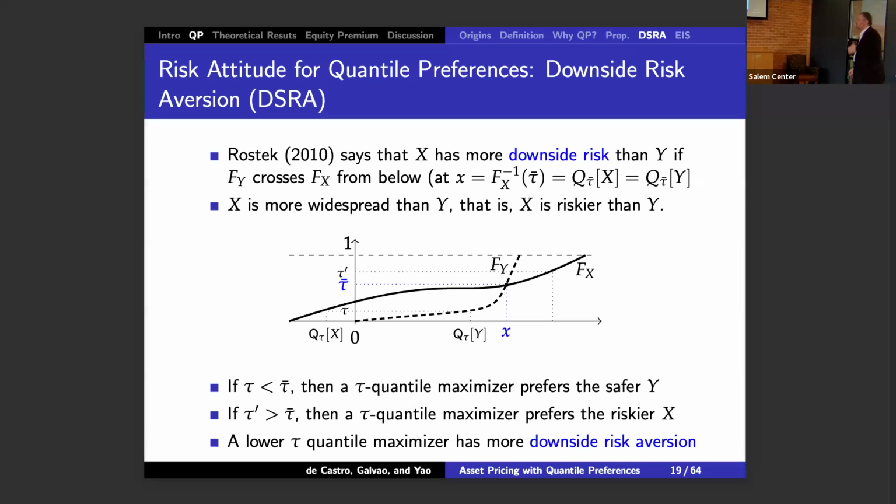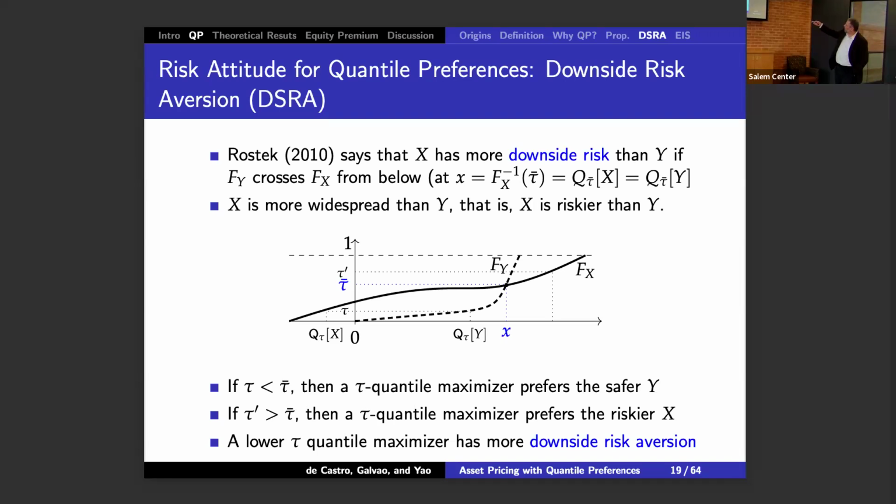So now let's think about how a quantile maximizer looks at this. Remember that the quantile maximizer uses the inverse of the CDF. So let's say that I take a small tau and I look, what's the quantile tau of X? It's right here. What's the quantile tau of Y? Right here. What's bigger? Y. So what's the lottery that's chosen? Y. So for any tau below the point where they cross, what does the tau maximizer choose? The safer one.